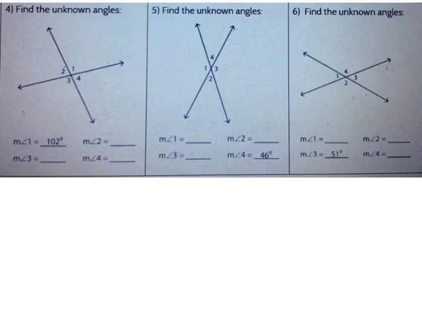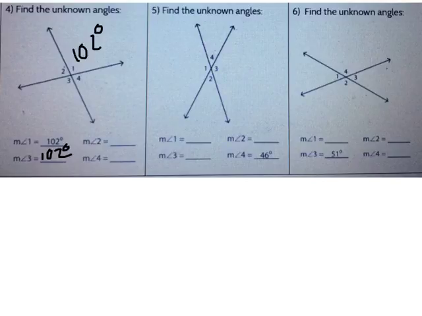Now let's look at another skill. Let's talk about vertical angles. Look at number 4. Find the unknown angles. The measure of angle 1 is 102 degrees. Which angle do we already know is equivalent to angle 1? Angle 3 is equivalent to angle 1 because the two are vertical angles.